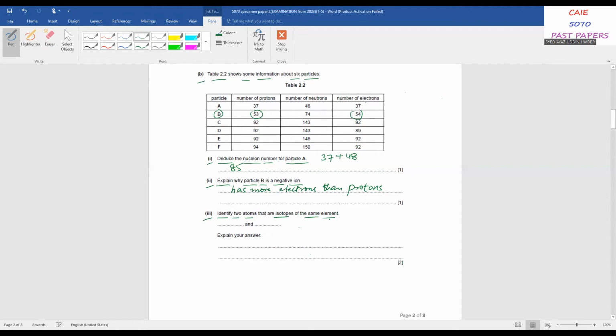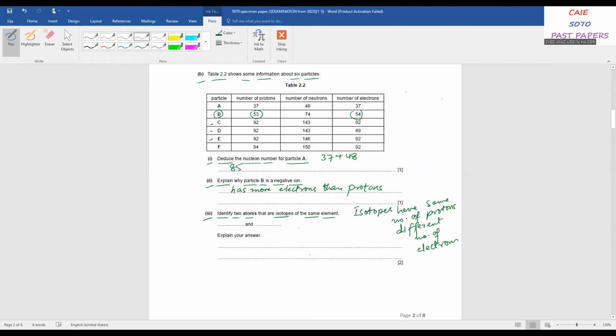Part 3, identify two atoms that are isotopes of the same element. You have to find the two atoms in this that are isotopes of the same element. What are isotopes? Isotopes have same number of protons, different number of neutrons. So if you look at these atoms, you'll find these having same proton number C, D, E.